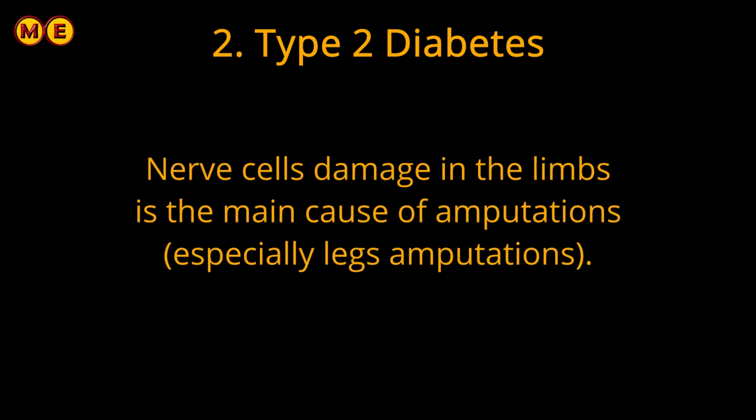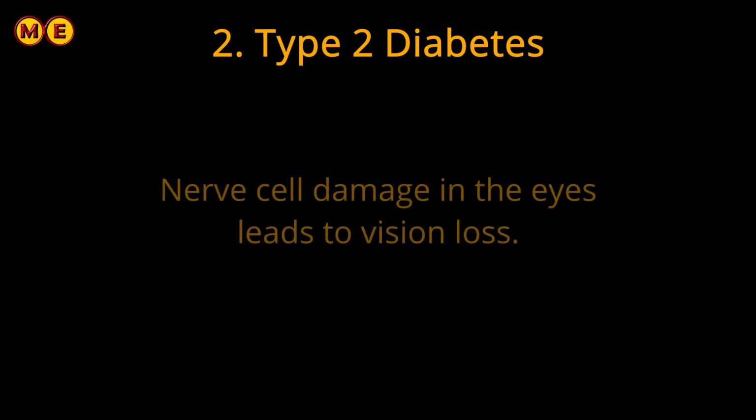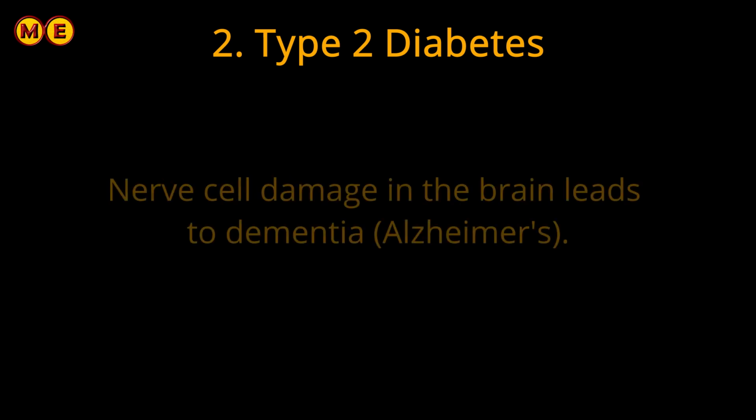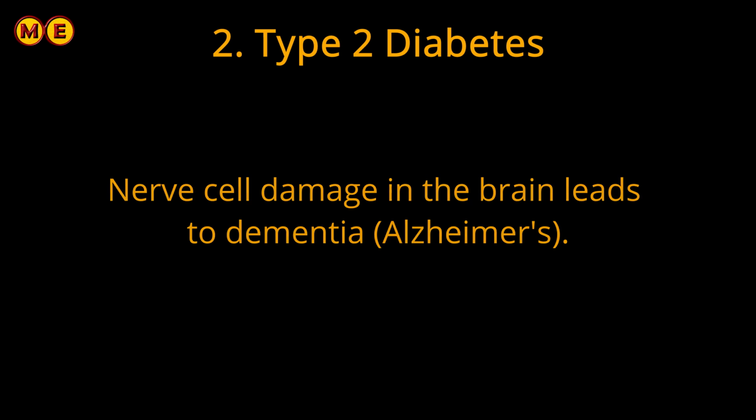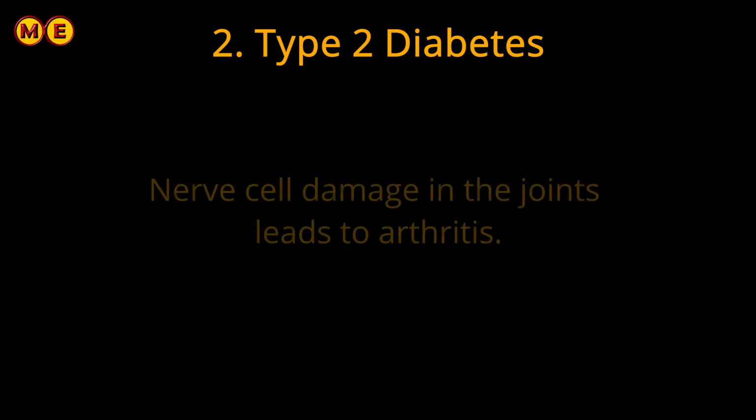So, nerve cell damage in the limbs is the main cause of amputations, especially leg amputations. Nerve cell damage in the eyes leads to vision loss. Nerve cell damage in the brain leads to dementia, Alzheimer's, and nerve cell damage in the joints leads to arthritis.